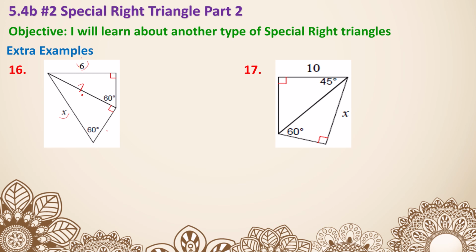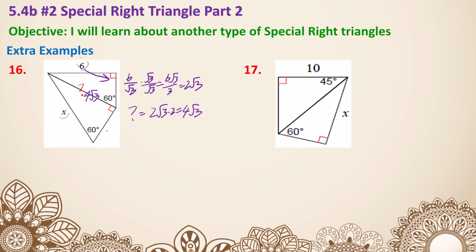Since using the long leg to find the hypotenuse is going to be a bit hard, we're going to find that short leg first. So it's going to be 6 divided by square root of 3. Multiply the top and the bottom by square root of 3. We got 6 square root of 3 over 3, which is 2 square root of 3. And that makes our question mark twice of that, so it's 2 square root of 3 times 2, which is 4 square root of 3.